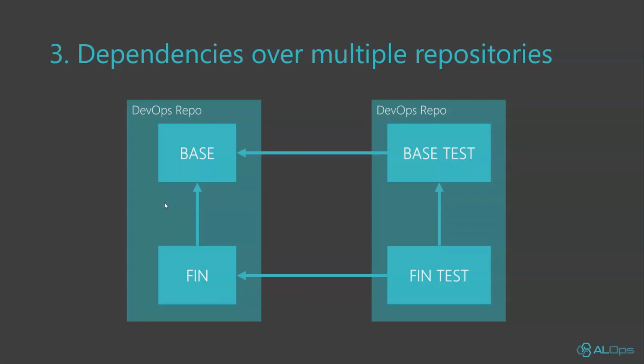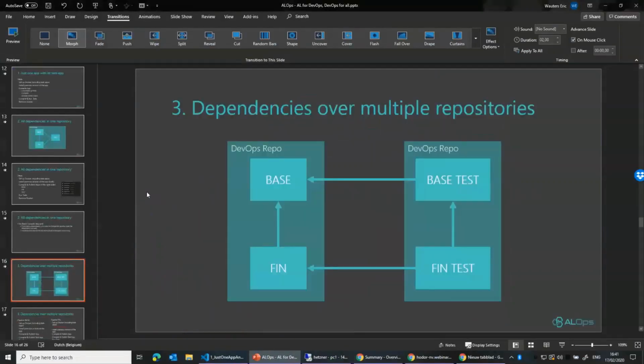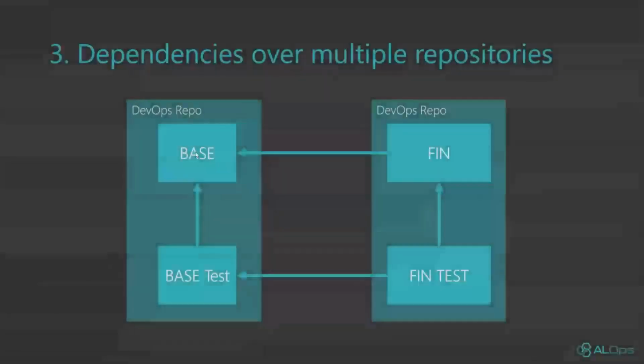In my case here, I have 2 repositories, a base repository and a test repository, all with its tests. And I completely messed up here, because this is actually the base test. This is the fin test. Dependencies are okay in this case. So base with its test app, the fin with its test app. Two repositories, because fin is also dependent on base.